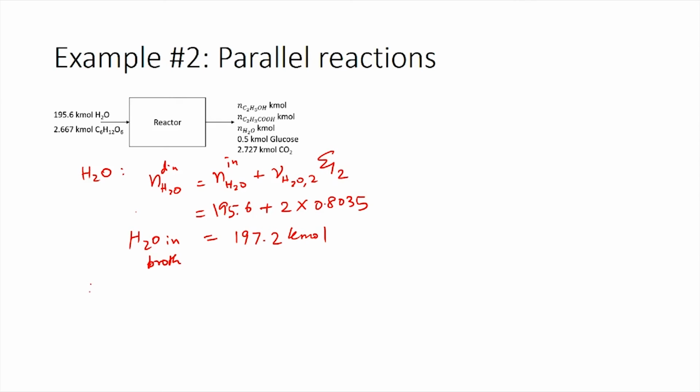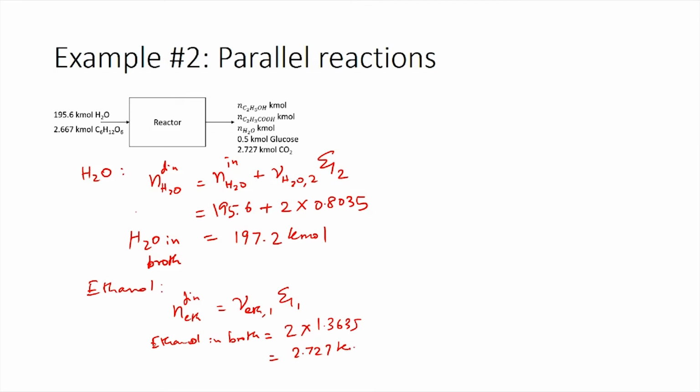And we can write an ethanol balance followed by this. The ethanol balance would be again the same thing. We have ethanol final, we do not have any ethanol entering the system in the initial condition and ethanol is being produced only in the first reaction. So, this becomes stoichiometric coefficient of ethanol in the first reaction times extent of reaction for the first reaction. So, thereby ethanol in the broth is equal to 2 times the extent of reaction for the first reaction, which is 1.3635, giving you a value of 2.727 kilomoles.